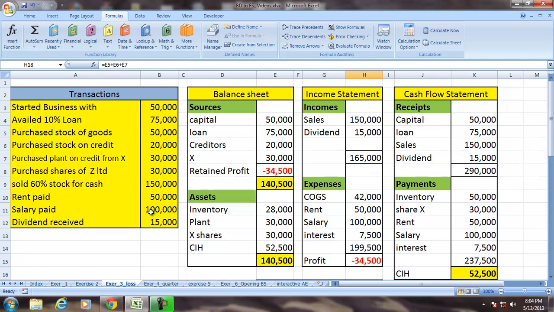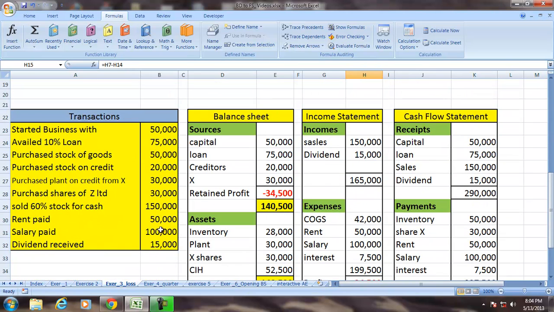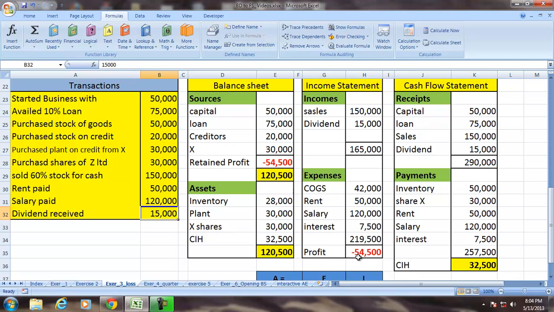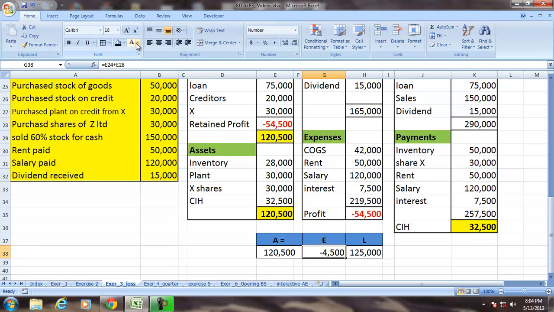Now we make a small change here. Here we have made the salary 100,000 and the profit is minus 34,000. We'll change the salary, let us make it 120,000, with all other things remaining constant. The negative profit goes up to minus 54,000. So the retained profit is minus 54,000. As a result, we can see that equity has become negative. So the negative equity is minus 4,500.